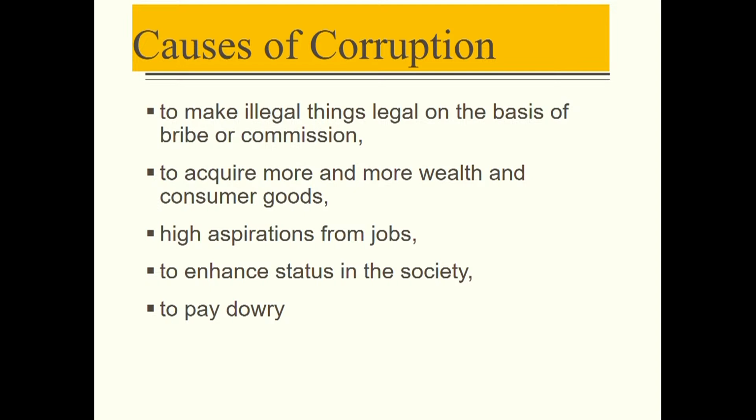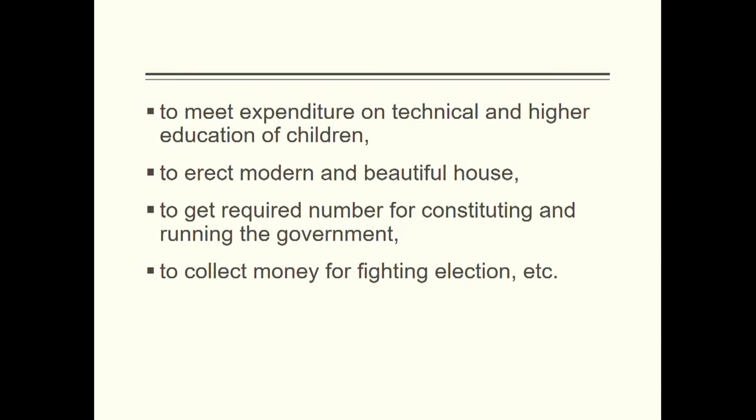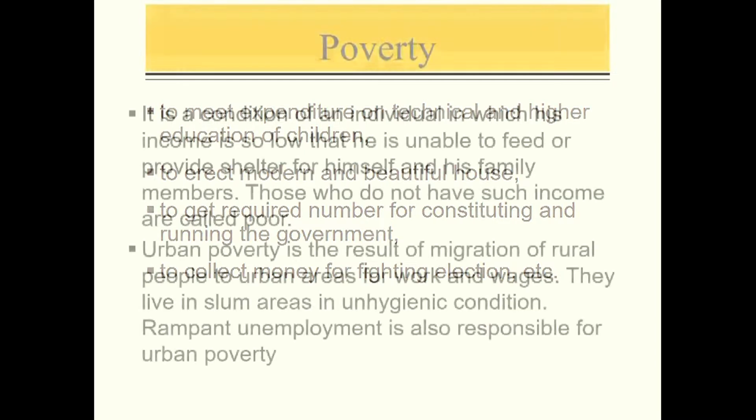once a girl is born, from that day the parents are thinking about how to have more and more money so that they can pay dowry for their female child. Similarly, to meet the expenditure on technical and higher education of children, people also resort to corruption, and to get the required number of members for running the government, and to collect money for fighting elections. So these are the different causes of corruption.